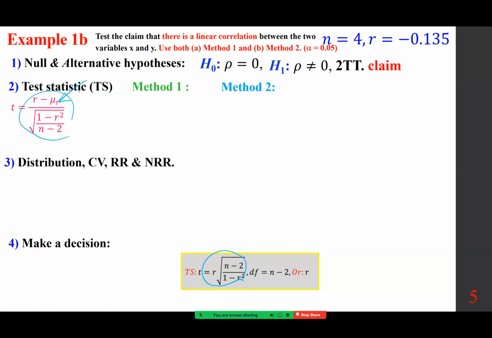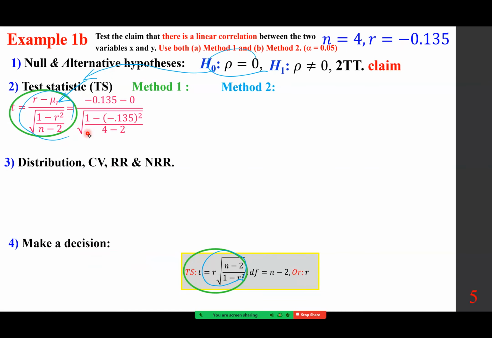And as far as mu sub r represents the rho, and it always comes from H0, which is 0. But I'm writing the different formulas for you so you'll be exposed to both. All right. We already know n is 4 and r is negative 0.135. So we got to plug it into this formula. These two are the same, everybody. You do the math, you end up with negative 0.1927.